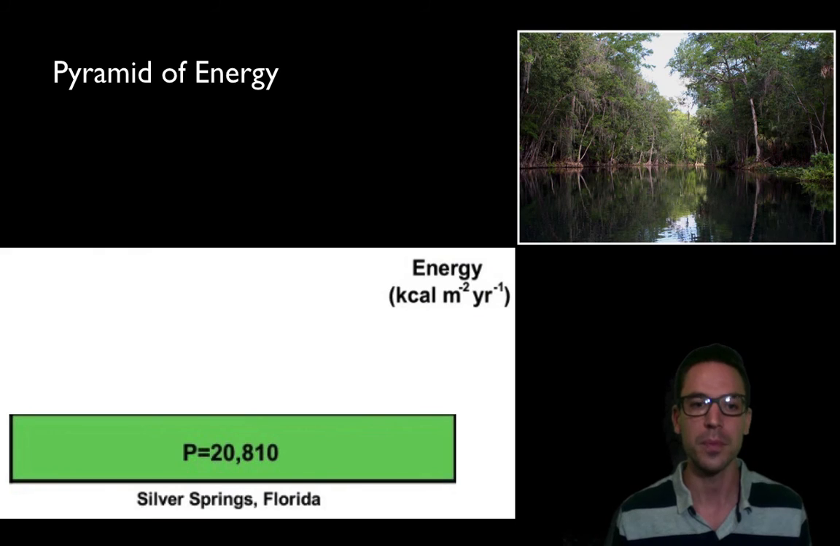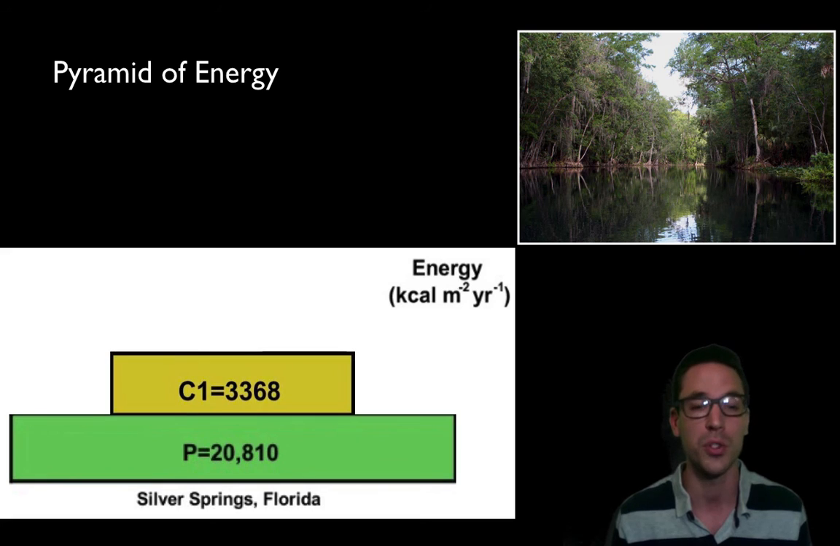So another way we can look at this is in a pyramid of energy using these blocks. And you should be able to look at how much energy is moving from level to level and calculate what actual percent moved on. So let's take a look at an example here in Silver Springs, Florida. When they surveyed this area, they found that in their producers, let's say about 20,810 kcals of energy, kcal is another measurement of energy, was inside these producers. That was their net primary production. And when they measured the primary consumers, they found that only about 3,368 units of energy were stored inside them.